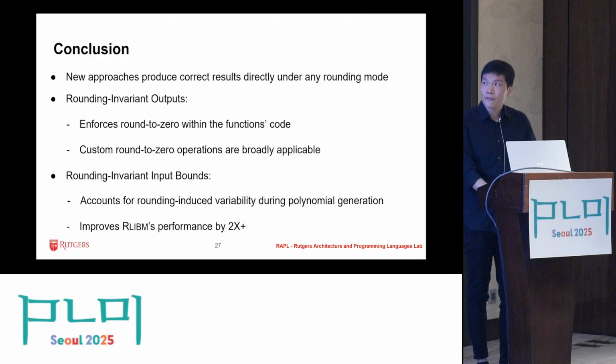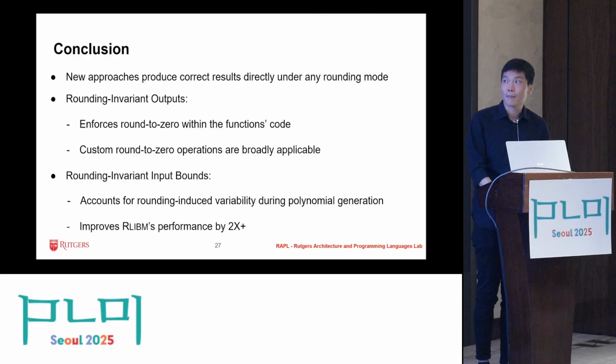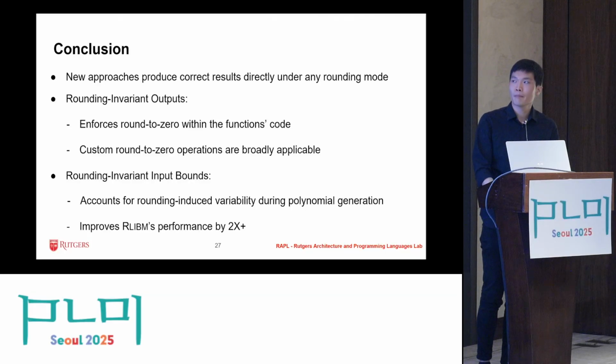In closing, we have designed two new methods of developing correctly rounded functions that can be directly invoked under any application rounding mode. Our first method, rounding invariant outputs, accomplishes consistent correctness by enforcing round to zero as the implementation rounding mode within the code.